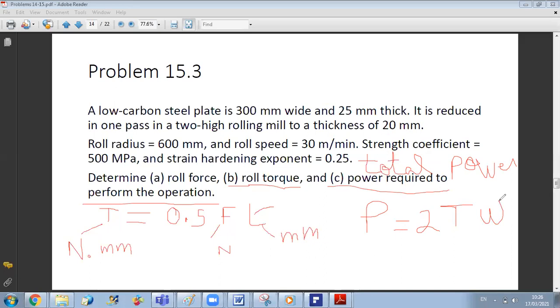Now here, what did they give me? They gave me the roll speed. So how can I get omega from the roll speed? What is the relation between omega and the roll speed VR?